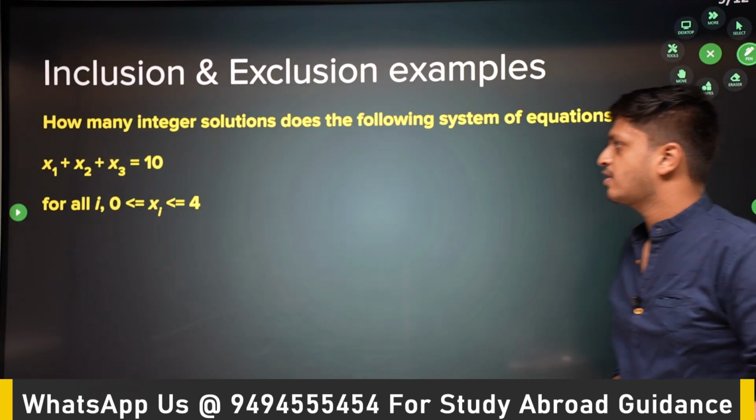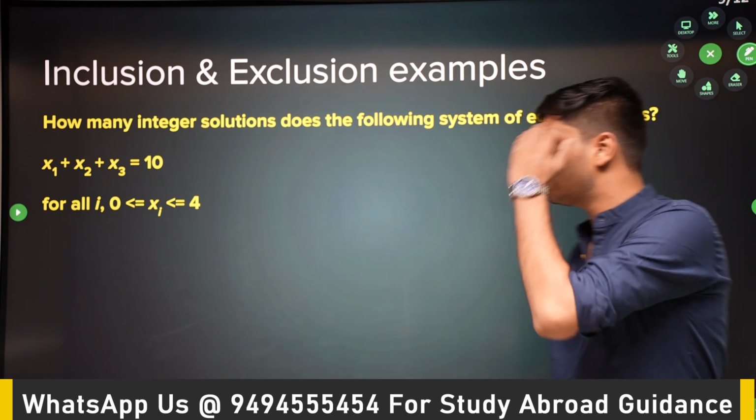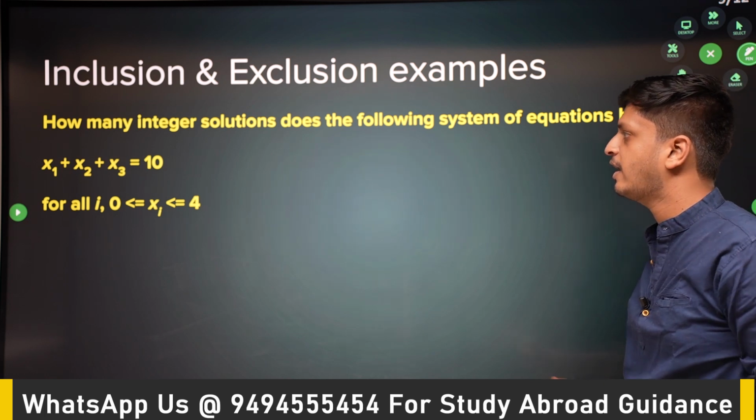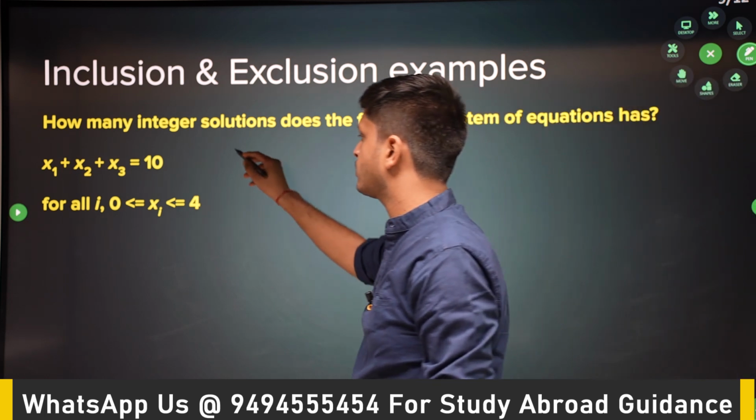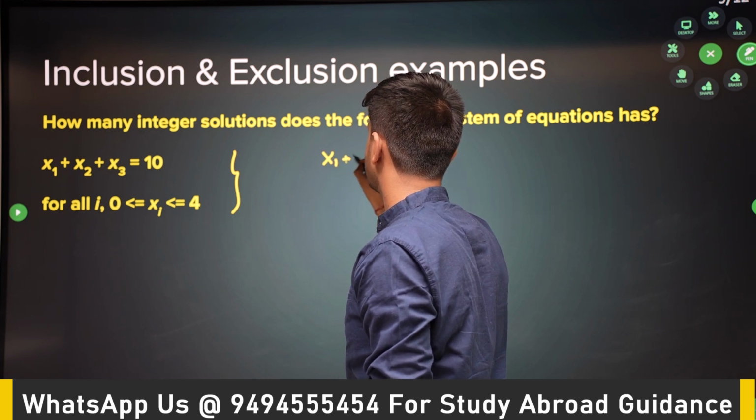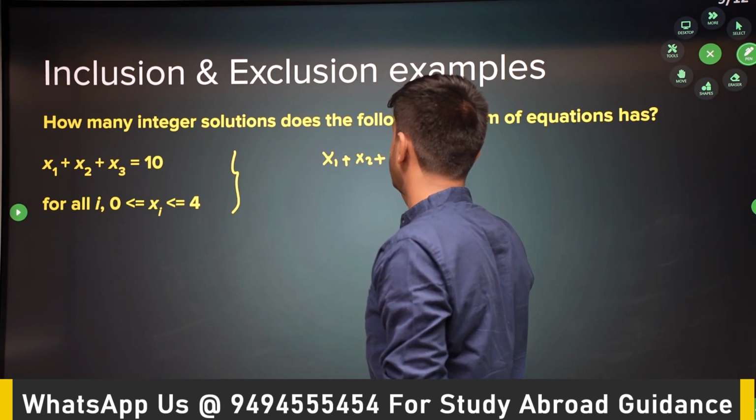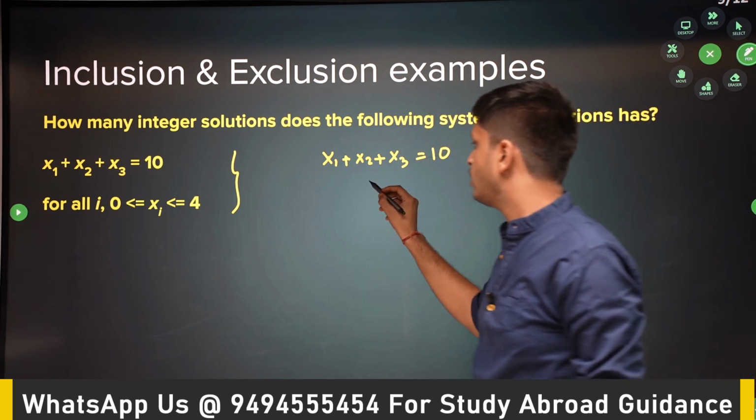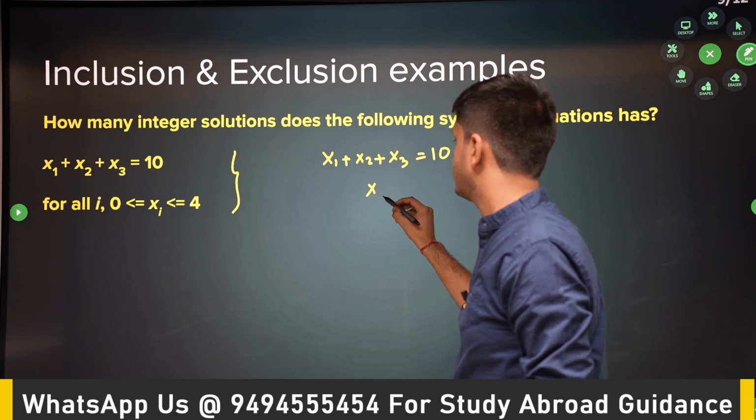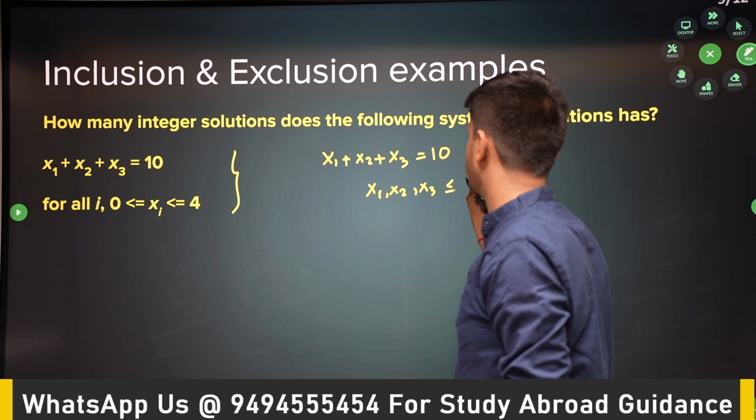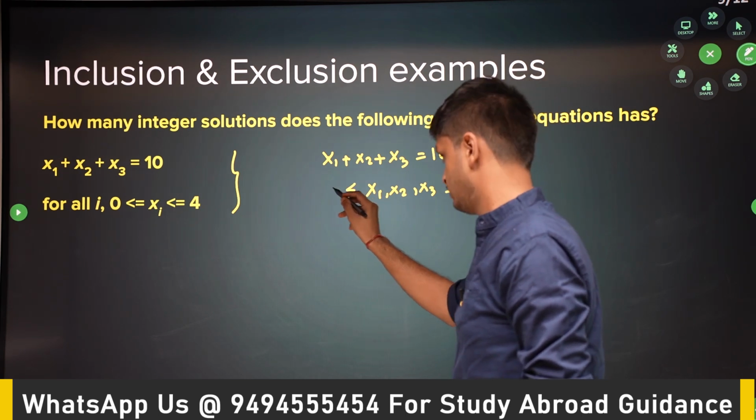So now let's solve a few problems. How many integral solutions does the following system of equations have? So this is the system of equations which is given: x1 plus x2 plus x3 is equal to 10, and all the xi, so x1, x2, x3, all three of them are between 0 and 4.